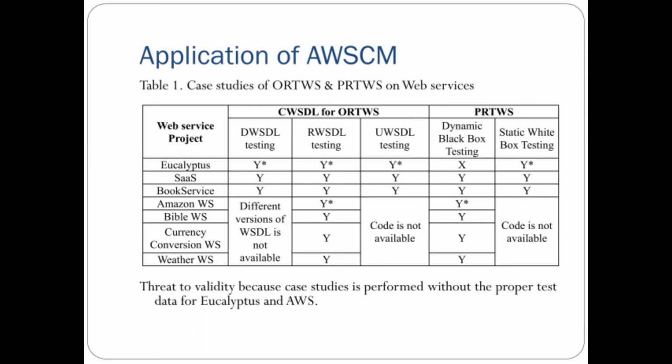Then the threat to validity for this case study analysis is that some of the code of Eucalyptus and AWS, meaning Amazon Web Service and Eucalyptus, is not available. So the exact test data of these services is not properly available. But for the other web services, we constructed proper test data, meaning input values and output values, for analysis of the other web services.